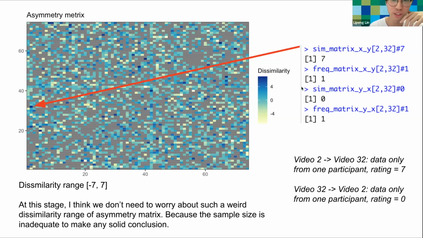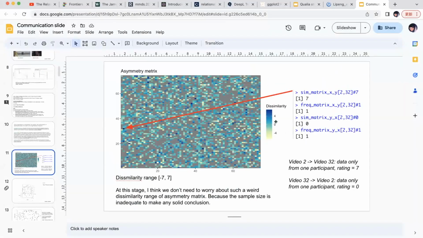Because only one participant rated each cell, we can't be definitive. But my hunch is that it's going to be bigger in terms of asymmetry. That makes sense, right? In terms of emotion, that's more contextually affected.